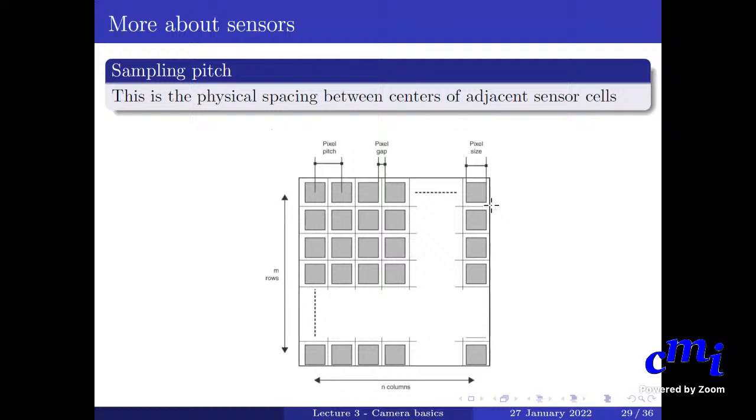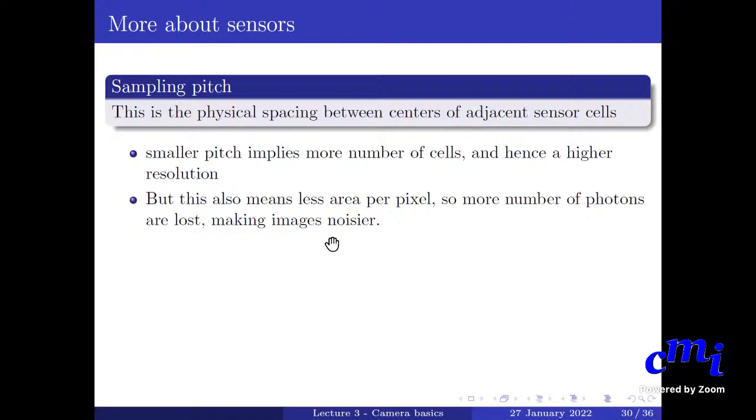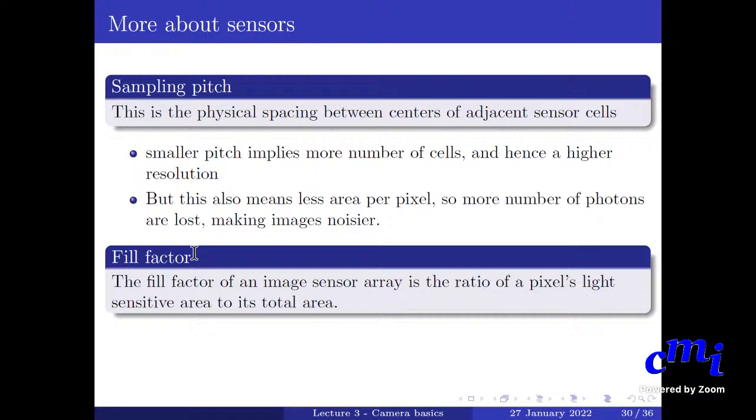So crowding in will mean more cells, but it also means that every time there is a gap between the pixels, the light falling in those gaps is lost. The only light that is captured is the one that falls on the cell. So if you are making too many breaks here, you're losing more photons, you're losing more information. So smaller pitch will imply more number of cells, but this will also imply that more number of photons is lost, which makes the image noisier. So higher resolution does not always imply better image quality.